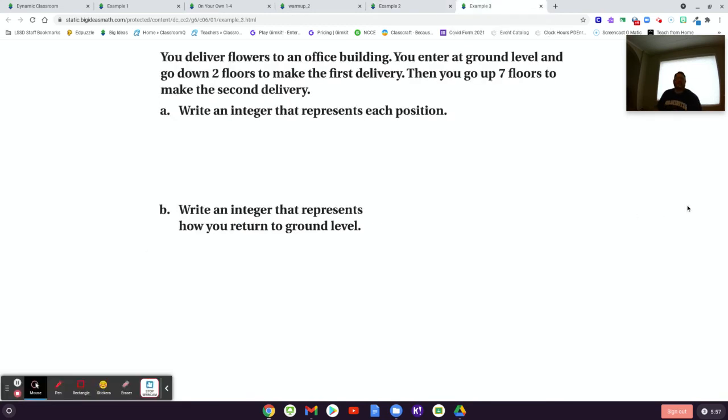And lastly, you're going to have a few word problems besides just creating numbers, although that's exactly what this is. So you deliver flowers to an office building, you enter at the ground level, and you go down 2 floors to make the first delivery. Then you go up 7 floors to make the second delivery. So write an integer that represents that first delivery. Okay, so that first delivery, if it's 2 floors below, that's -2. Okay. And then what is the integer that represents going up 7 floors? Okay, that is +7. There you go.